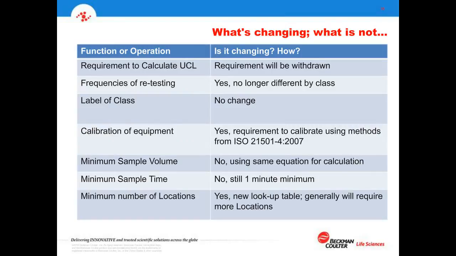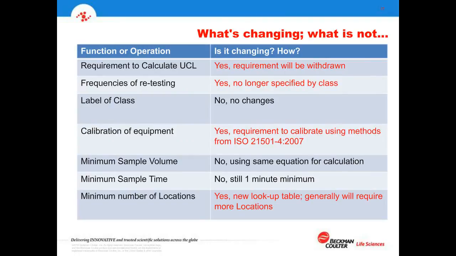So some things, as I said, change. There's really 2 major ones that I'll address shortly to it. So the first thing is, the requirement that was there originally to address the upper confidence limit statistical method when you are sampling very few positions, less than 10 positions, has been withdrawn in the 2015 edition. The frequencies of retesting used to be stated as 6 months if it was ISO 5 or cleaner, 12 months for ISO 6, 7, 8, 9. That's no longer specified by class.